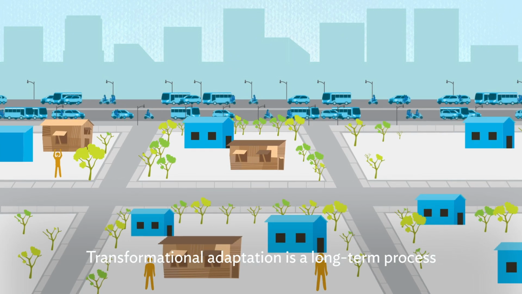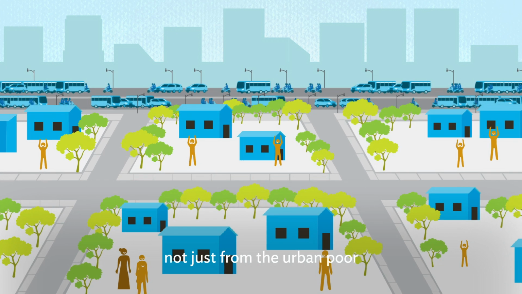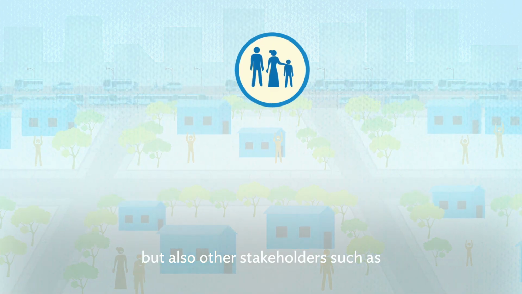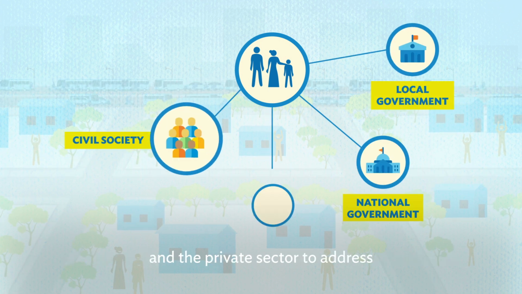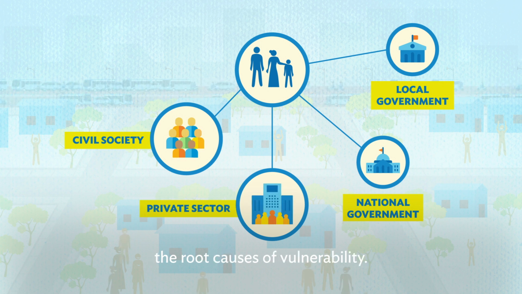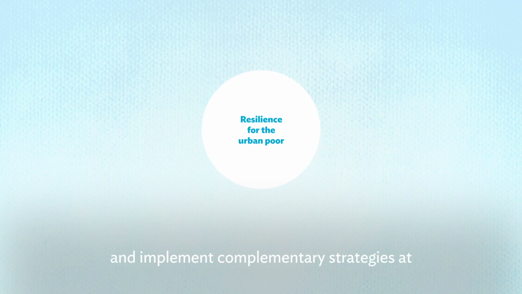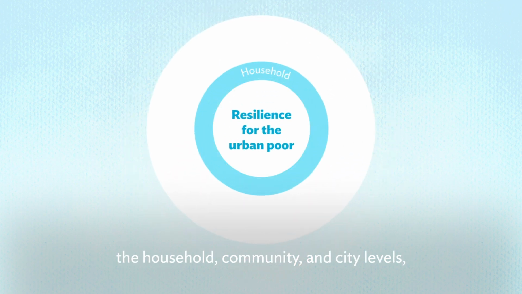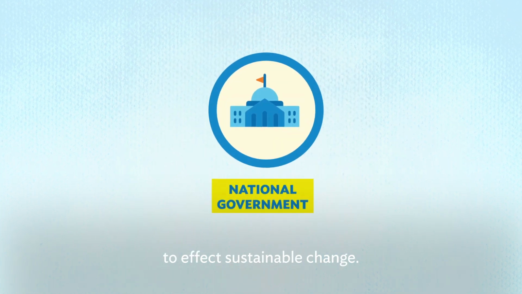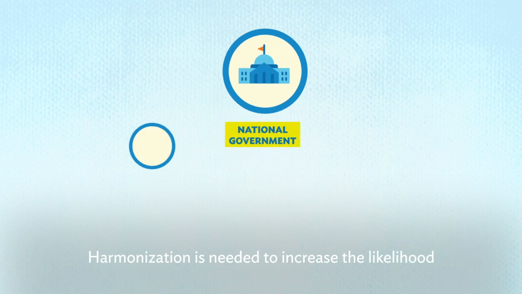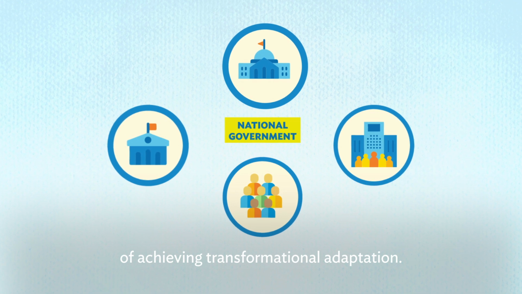Transformational adaptation is a long-term process and requires behavioral and systemic changes not just from the urban poor, but also other stakeholders such as national and local governments, civil society organizations, and the private sector to address the root causes of vulnerability. These stakeholders need to collaborate and implement complementary strategies at the household, community, and city levels, with financing support at the national level to effect sustainable change. Harmonization is needed to increase the likelihood of achieving transformational adaptation.